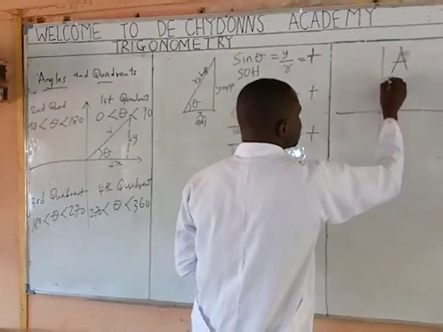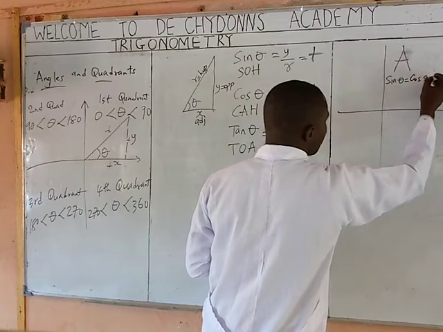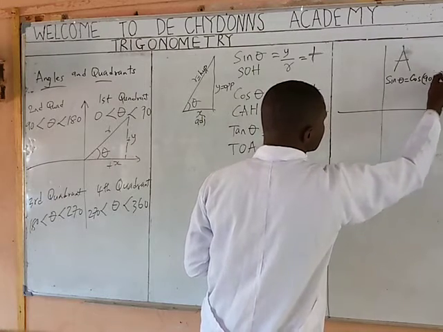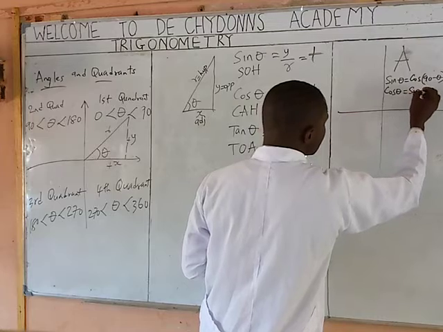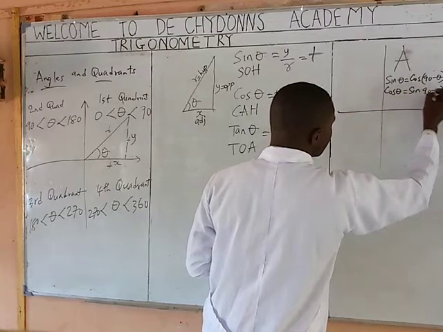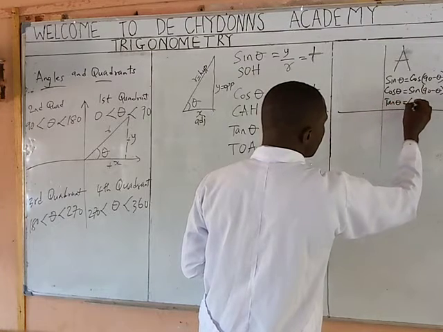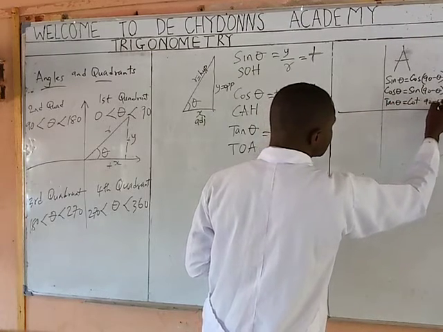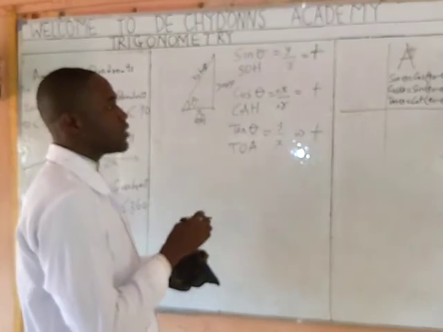Why? Sin theta equals cos of 90 minus theta. Cos theta equals sin of 90 minus theta. And tan theta equals cot of 90 minus theta. So that is what happens here.